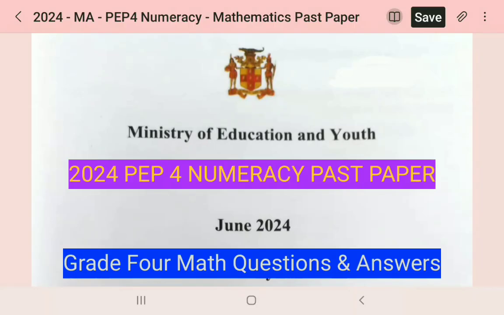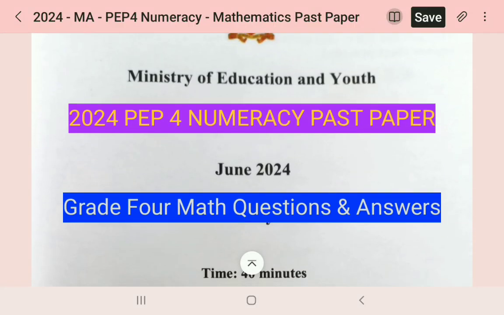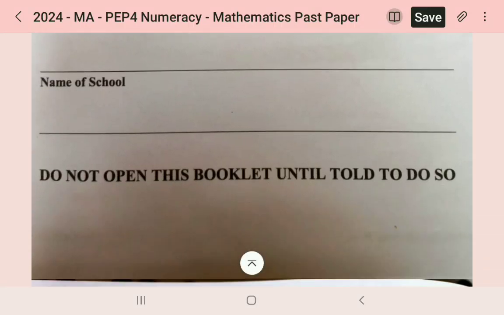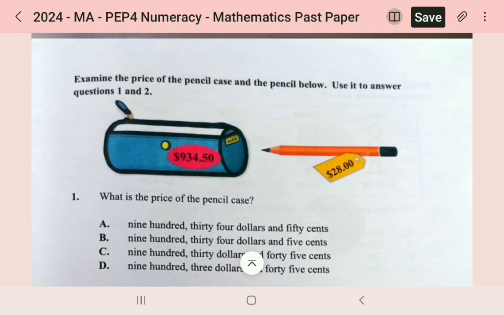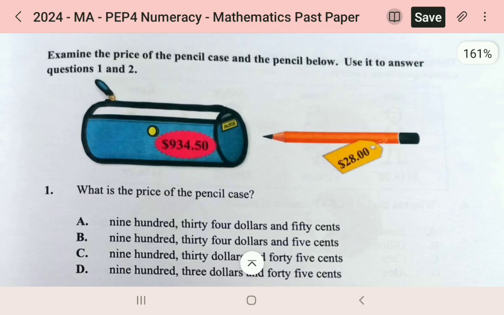All right, I will be skipping through the general instructions. By now you know exactly what to do: read all the instructions carefully and answer every item. Do not leave any of them undone.